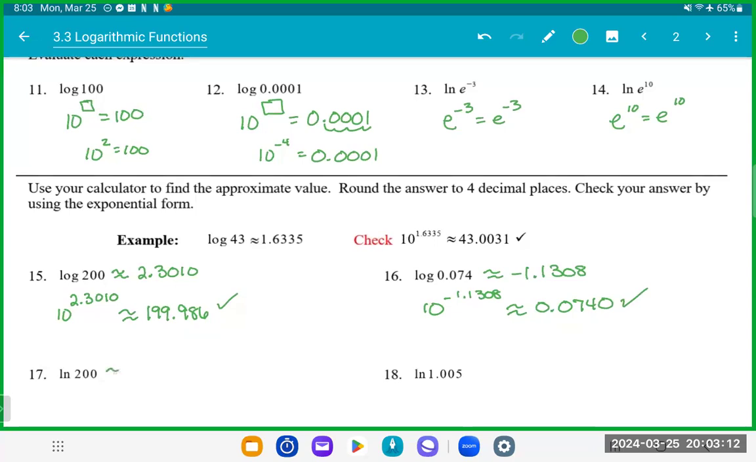Plug ln of 200 into your calculator, you should get 5.2983. Then you can take e and raise it to the 5.2983, and you'll see that's approximately 199.9965, very close to that original 200.